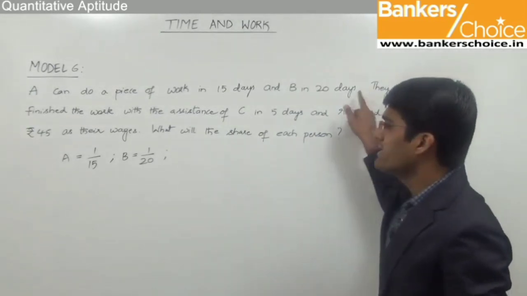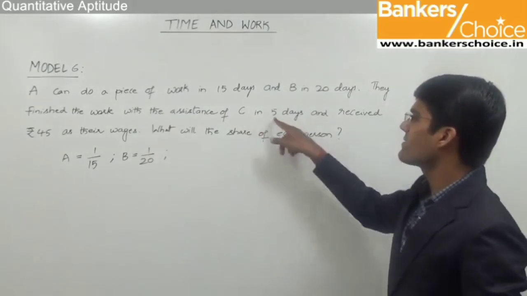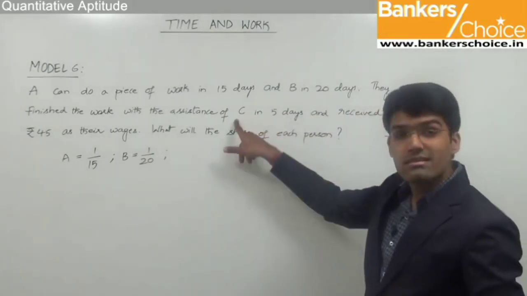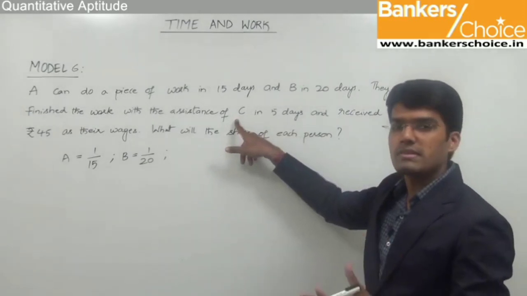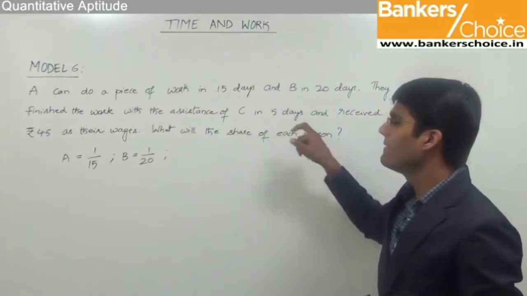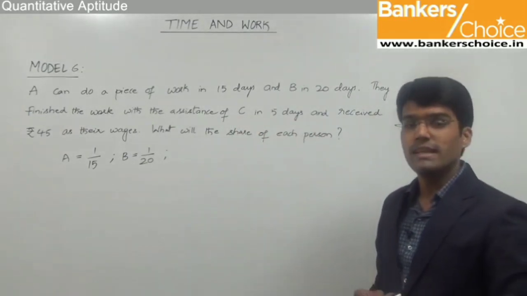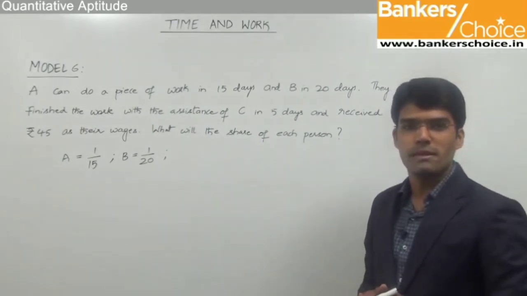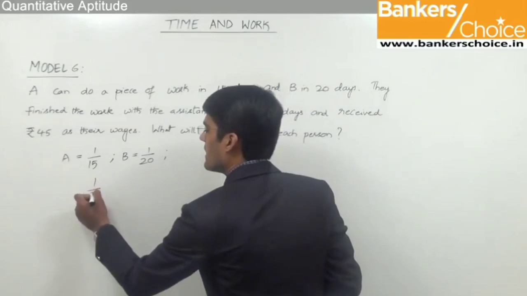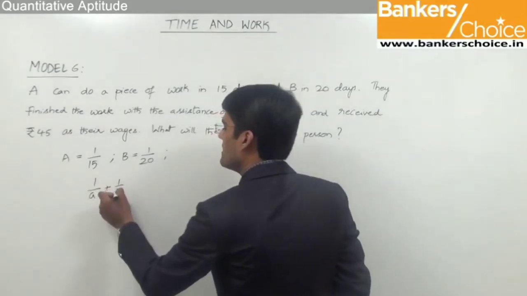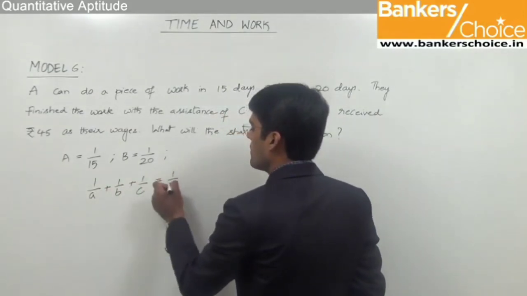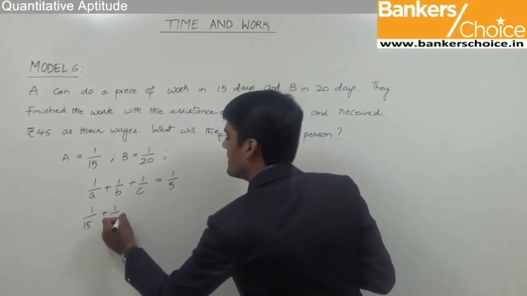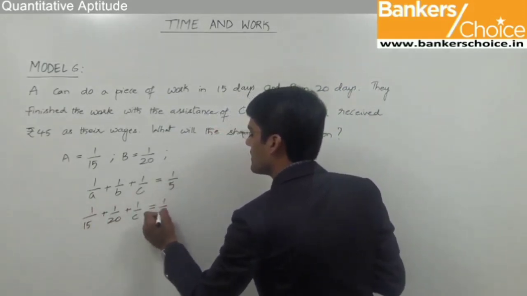The next statement here is they finished the work with the assistance of C in 5 days. That means A and B together with the assistance of C. That means all the 3 persons now are working together and they finished the work in 5 days. So very clearly 1 by A plus 1 by B plus 1 by C should be equal to 1 by 5. So we can say that 1 by 15 plus 1 by 20 plus 1 by C is equal to 1 by 5.